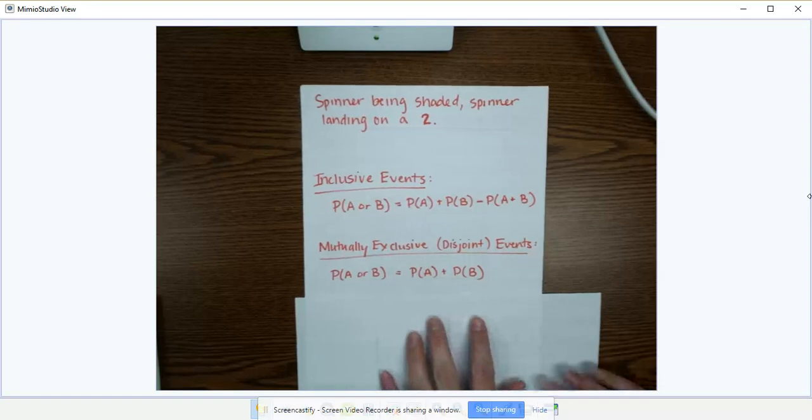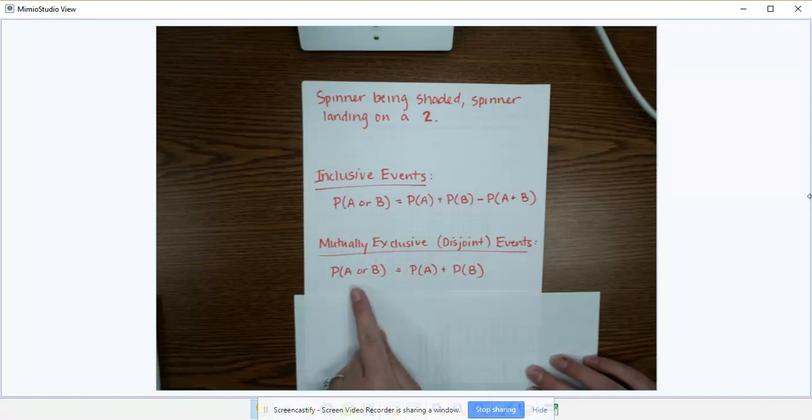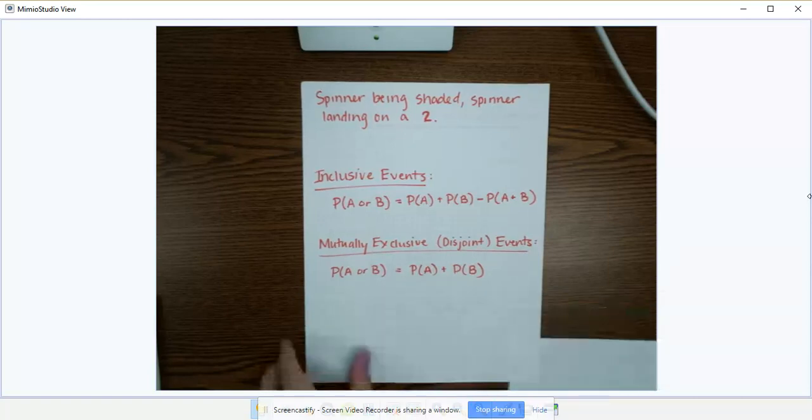And then our disjoint events are generally called mutually exclusive events. So mutually exclusive or disjoint means they don't share anything. So our probability of A or B is just going to be the sum of the two individual probabilities.